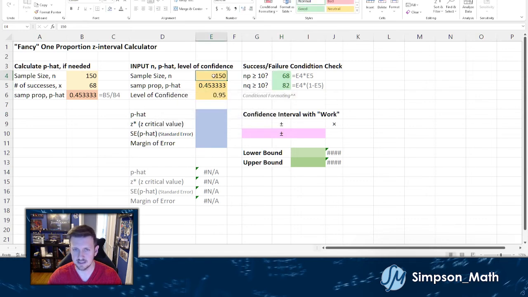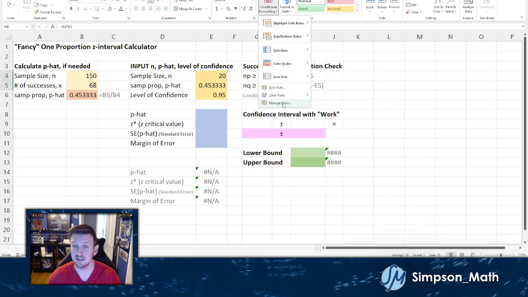So just to test this out, I'm going to put my sample size down to 20. And that's working like it should. But I'm just going to overwrite this formula and type in 10. And notice it now turns white. And that should be green. So I'm going to highlight them both and go to conditional formatting and say Manage Rules.